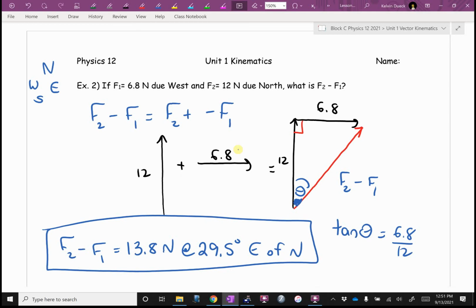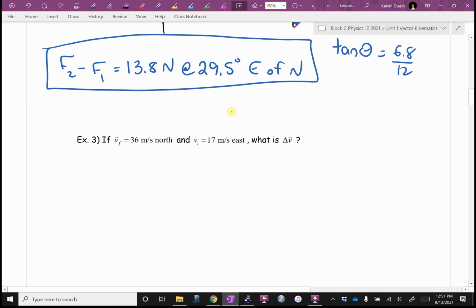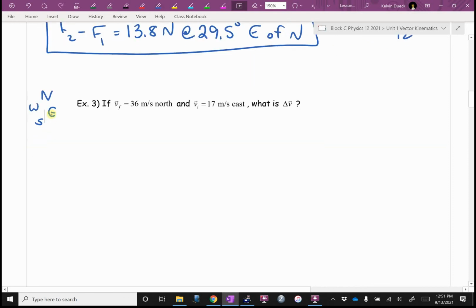Where would you use this? I like example 3. Example 3 is a nice question. It says this. Suppose V final is 36 meters per second north. I've scrolled down, so I'm going to do a compass rose. And V initial is 17 meters per second east.